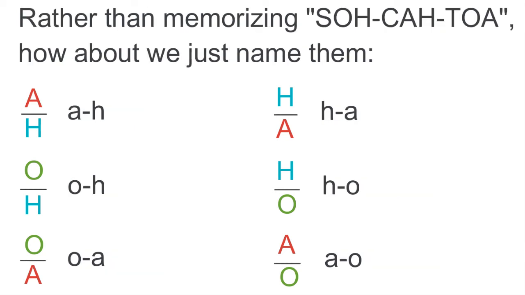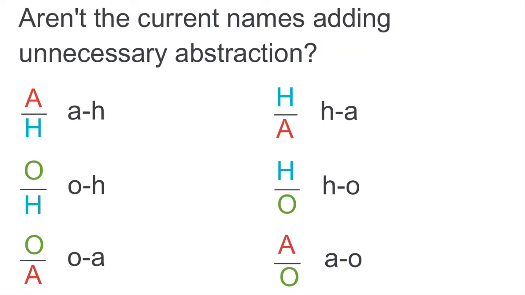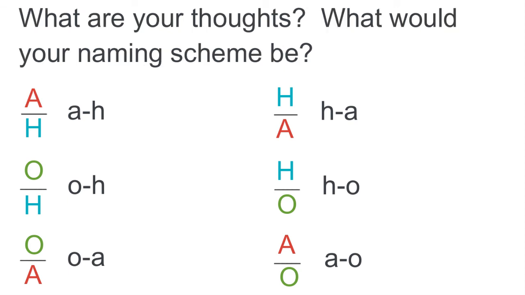What if instead of memorizing SOH-CAH-TOA to help us remember, we just went with, hey, what's the A to H ratio? What's the O to H? What's the O to A? Aren't the names that we currently have just adding an abstraction? And I get that's what names are, but then again, it's a pain that I have to have a mnemonic device just to remember what's what.